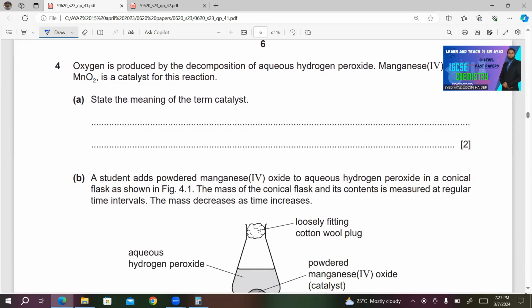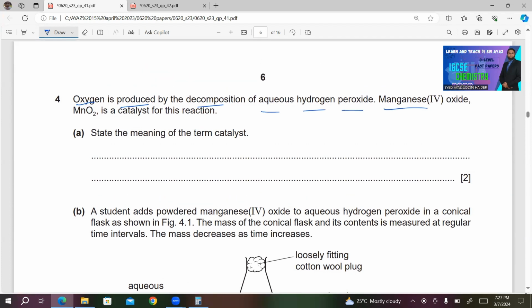Next question. Oxygen is produced by the decomposition of aqueous hydrogen peroxide. Manganese(IV) oxide, MnO2, is a catalyst for this reaction. A, state the meaning of the term catalyst. A catalyst increases the rate of reaction. As it's 2 marks, you have to say something more about the catalyst, that it remains unchanged at the end of the reaction. So you write increases the rate of reaction.